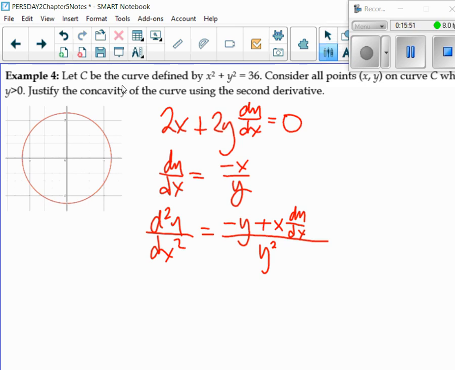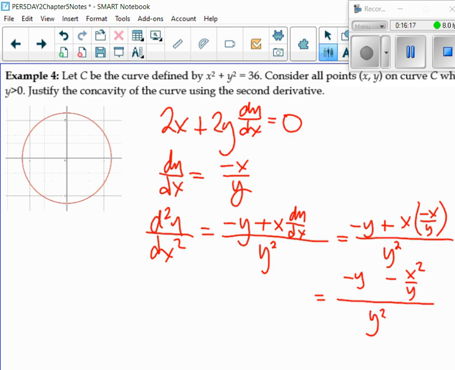Do you remember we're not supposed to leave it like this? Yes, we need to substitute that in. So we get negative y plus x times negative x over y, all over y squared. We can't leave it like that. So we need to do negative y, and then this is going to be minus x squared over y, all over y squared. So what do we have to do to get this together? Common denominator. What's my common denominator? Y. Yeah, so y over y. So then this becomes negative y squared minus x squared over y squared.